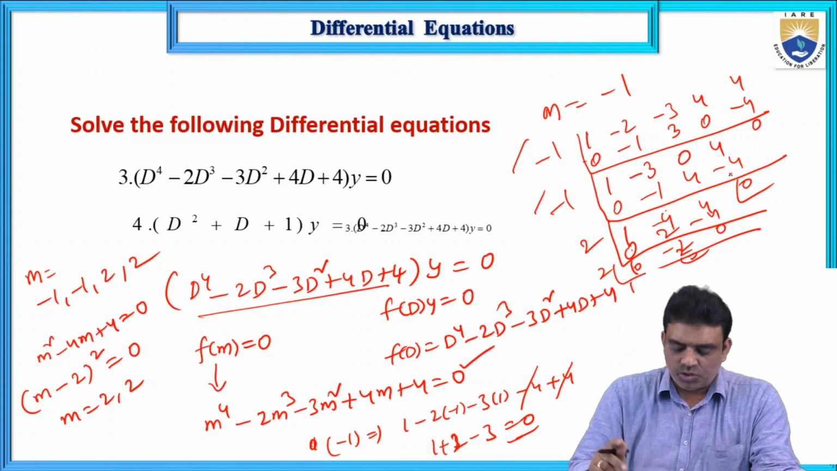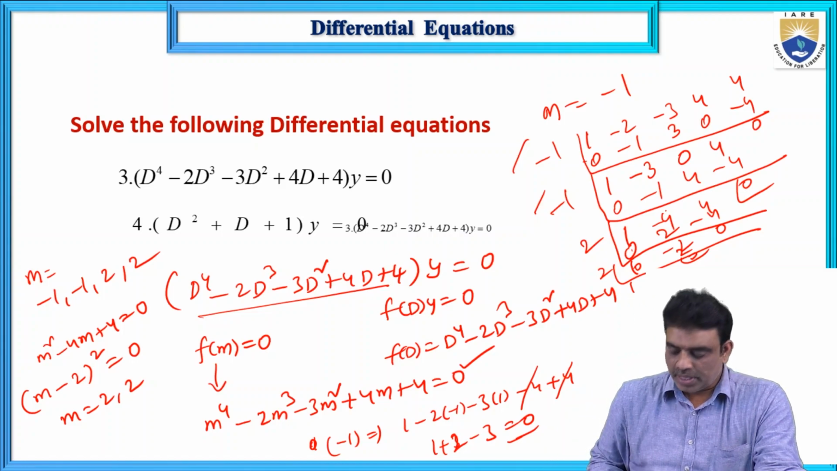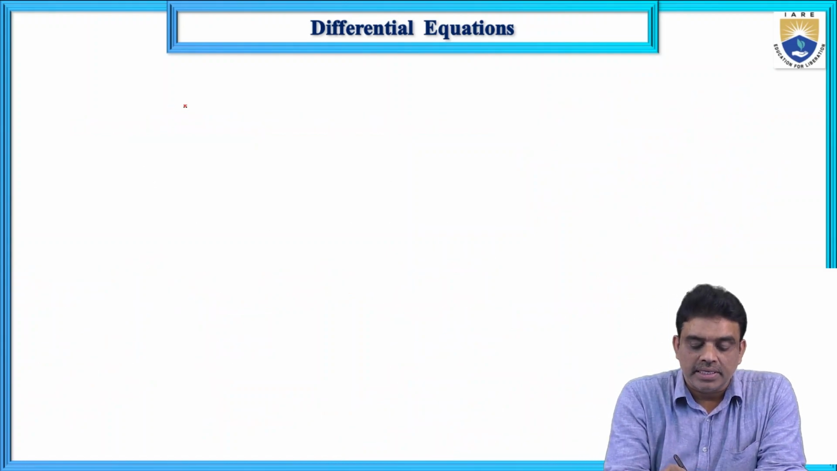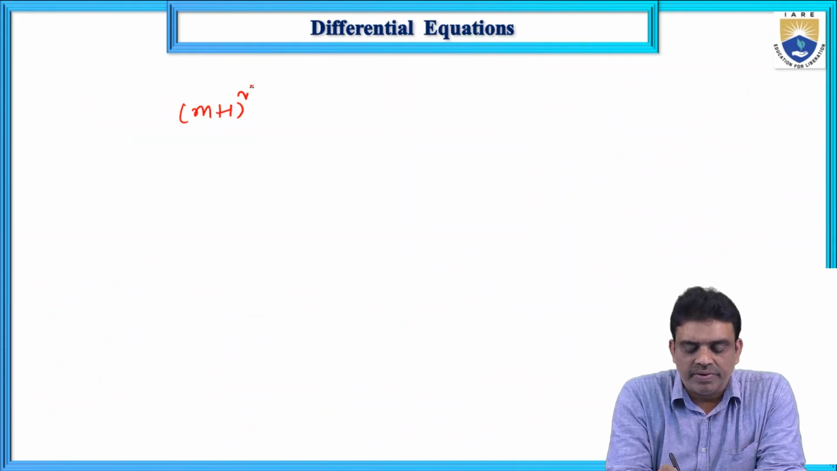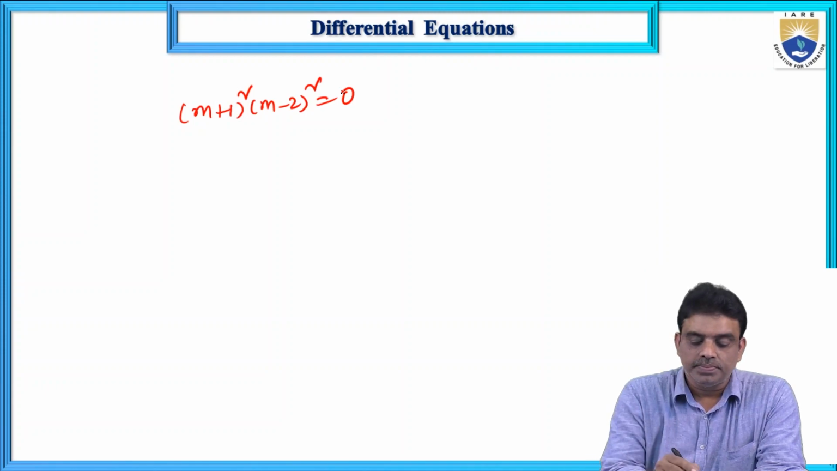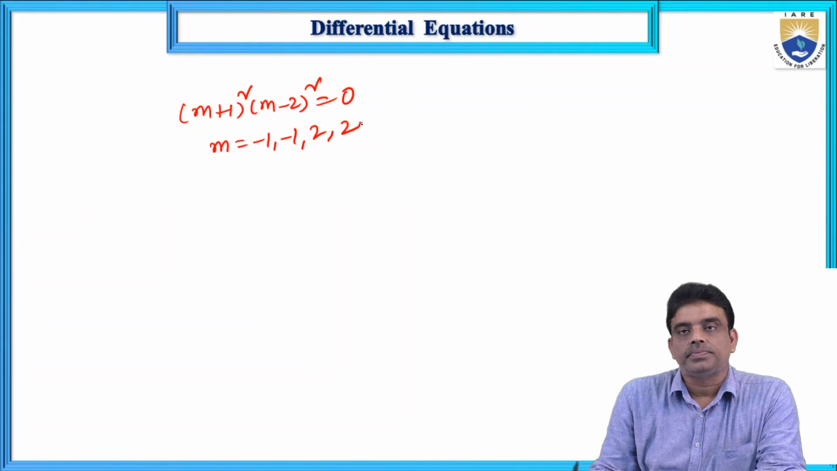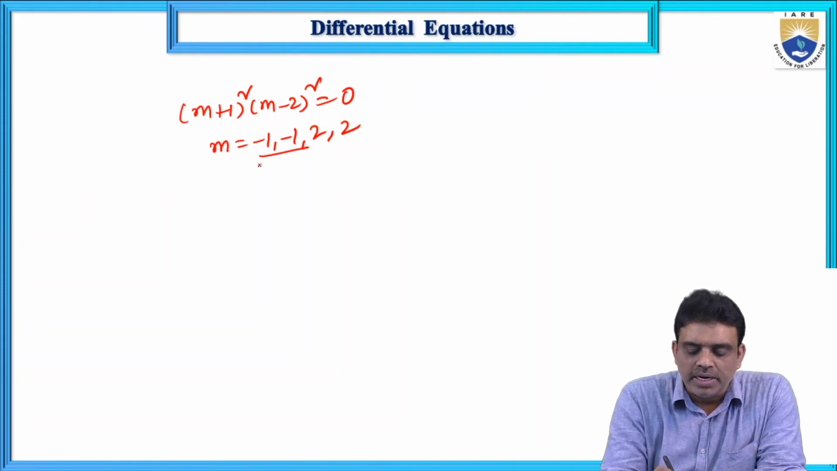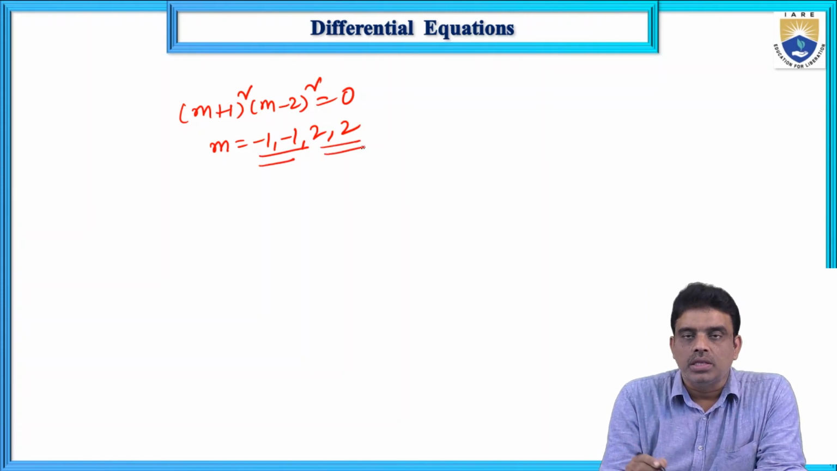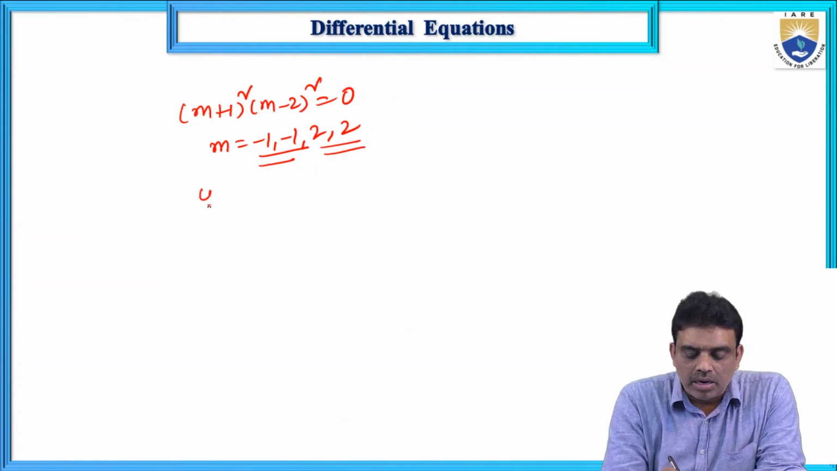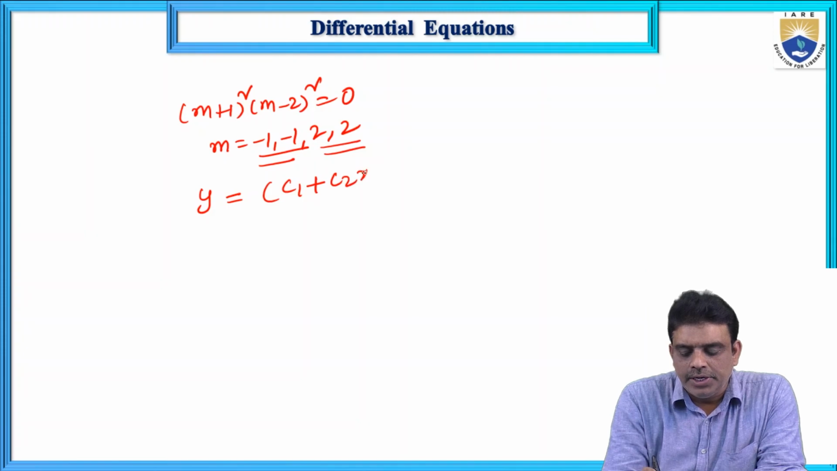There are 4 roots. So how can we write this equation? I can write the equation as m plus 1 whole square into m minus 2 whole square is equal to 0. So the roots are minus 1, minus 1, 2, 2. So minus 1 is repeated 2 times and 2 is also a repeated root. So the solution will be in the form C1 plus C2 x of e power minus x.